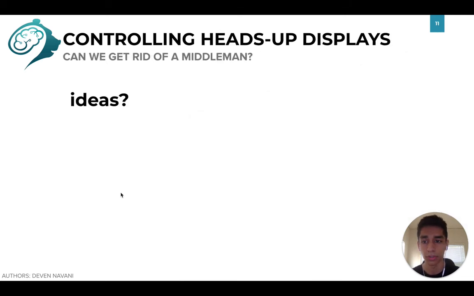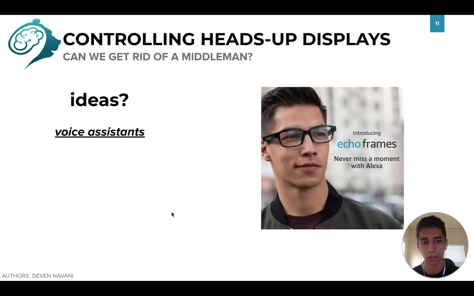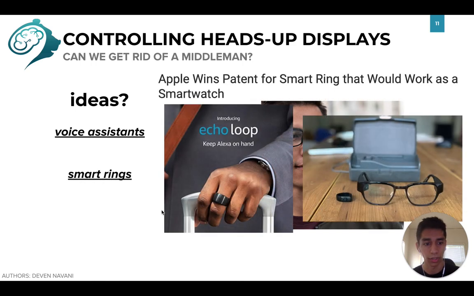So there are a few ideas, right? Voice assistants. So we can use your voice to control these devices. And we saw that with Amazon's Echo Frames. You can communicate with the frames and execute commands using your voice. Smart rings. So Apple won a patent recently for a smart ring. And then Amazon has the Echo Loop.